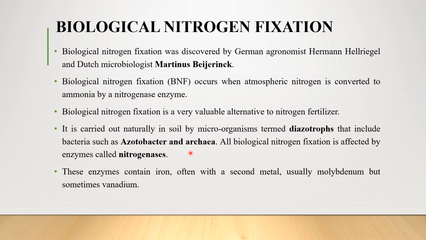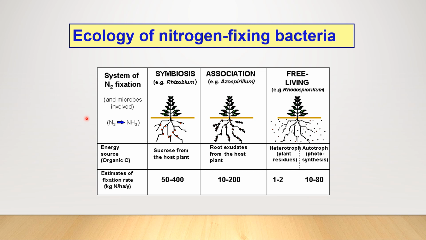All biological nitrogen fixation is mainly carried out by the enzyme nitrogenases. These enzymes contain iron, often they have one more element, molybdenum, and sometimes they even have vanadium. So the ecology of nitrogen fixing bacteria: this is the system of nitrogen fixation wherein nitrogen is converted to ammonia, and here the energy source, that is the carbon source, used during these various types of nitrogen fixation, and the estimate of nitrogen fixation, that means how much nitrogen is fixed per hectare per year, is represented here.